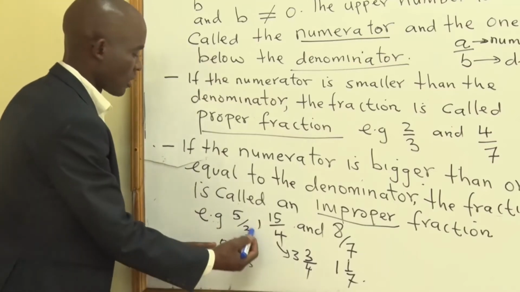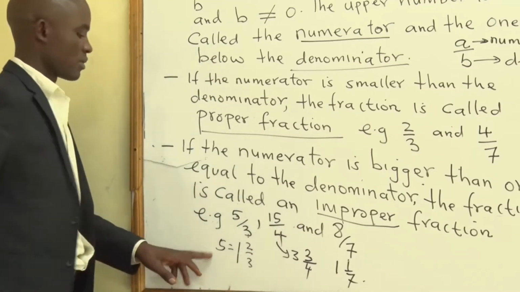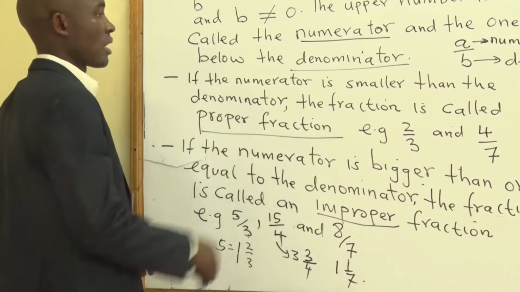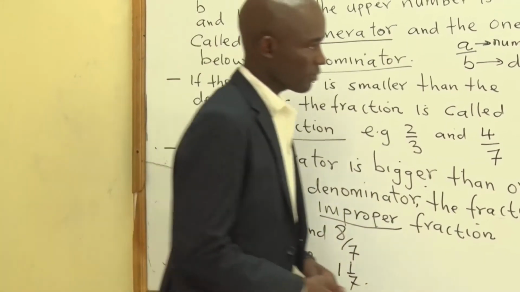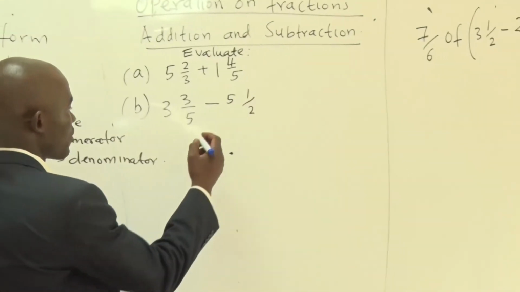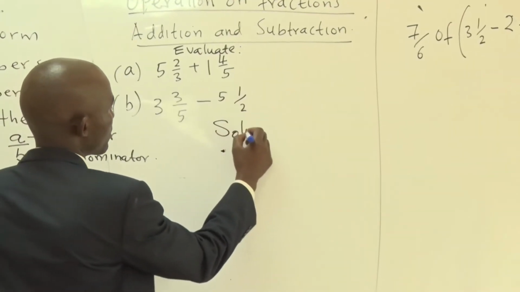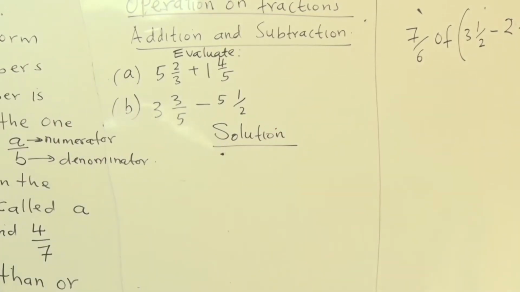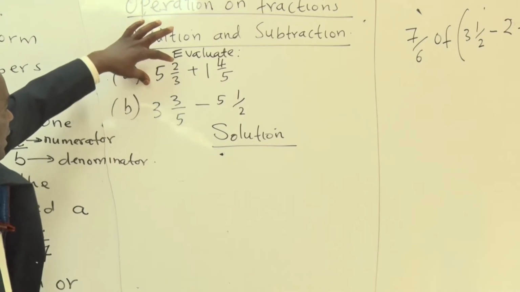This one is called a mixed case, because you have a whole number and a proper fraction. Now we can look at this example. We can begin with the first one. We have a solution there, so we will turn the first case.